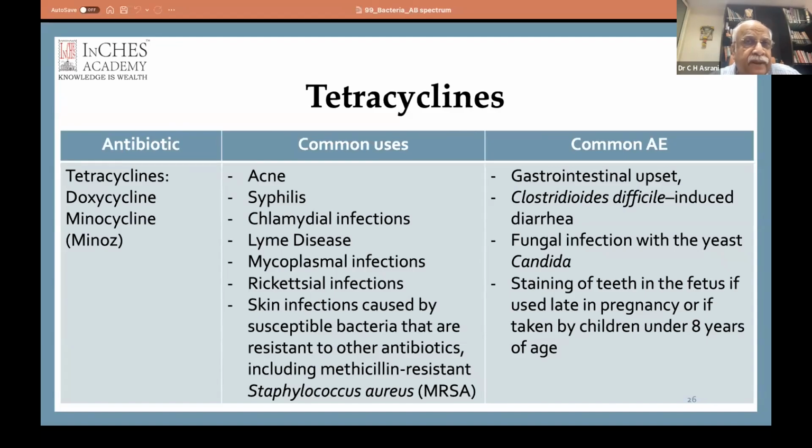including MRSA. Doxycycline is one antibiotic which is safe for long term. We have given it as long as 3 months to 4 months in acne or dandruff related acne on the back. Of course, you start with twice a day, then make it once a day, then make it alternate day, and it still works. Common adverse effects are GI upset, Clostridioides difficile induced diarrhea, fungal infection with yeast candida, staining of teeth in the fetus if used late in pregnancy, and if you use it in children below 8 years, then there is yellowness of the teeth.